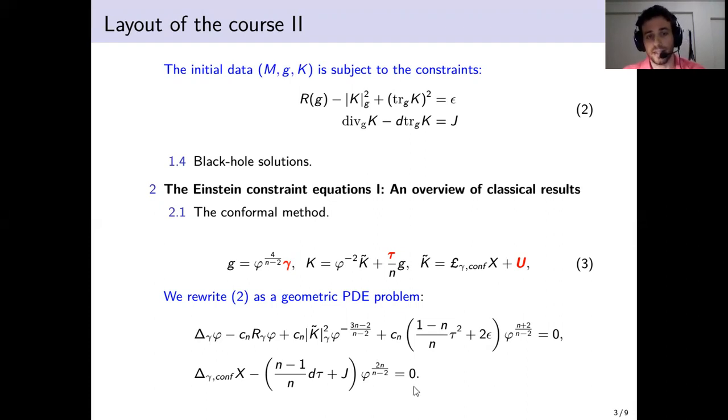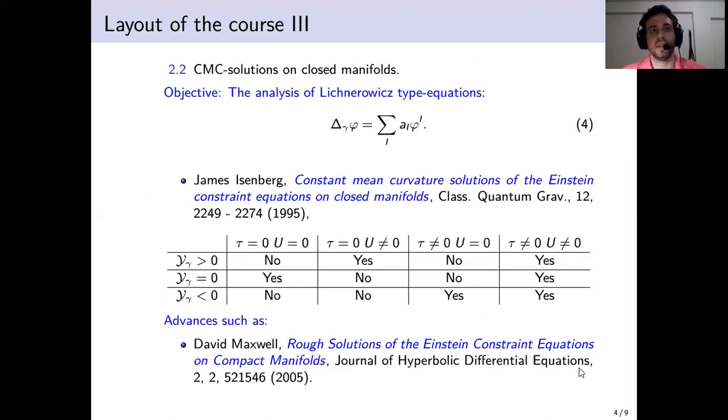And in that case, the core of the analysis relies on analyzing the associated Lichnerowicz-York equation, which is this first equation, in detail. So the next section will be devoted to this kind of analysis. The idea is to first analyze Lichnerowicz-type equations on closed manifolds, and we will refer to a foundational paper by James Isenberg, which basically can be summarized in a table of this form.